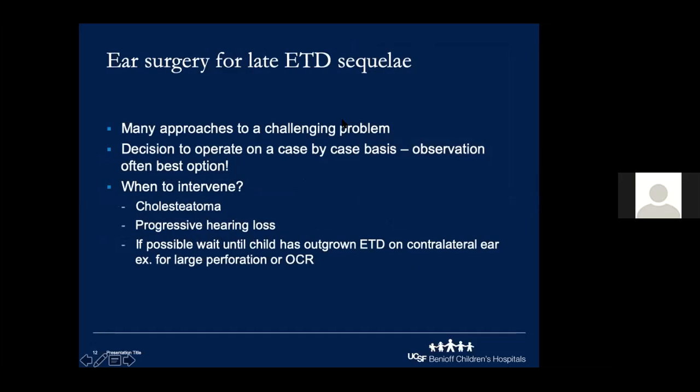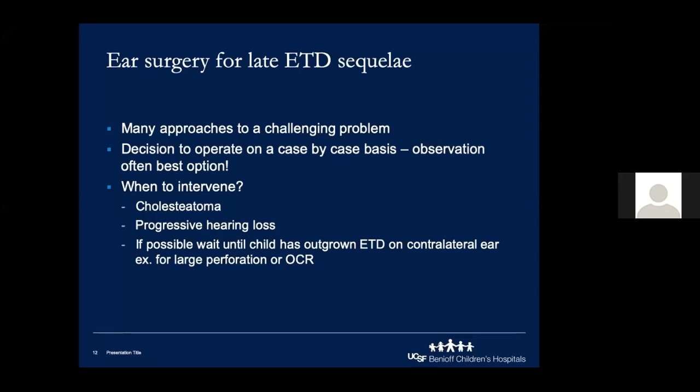In terms of ear surgery for some of the late sequelae of eustachian tube dysfunction, there are many approaches to a very challenging problem. I think one of the biggest things is that the decision to operate is really on a case-by-case basis, and observation is often the best option. So, when do we intervene? It's really like anything else: if we have cholesteatoma that's really causing problems, such as progressive hearing loss or other concerns about erosion into vital structures, then we have to think about it.